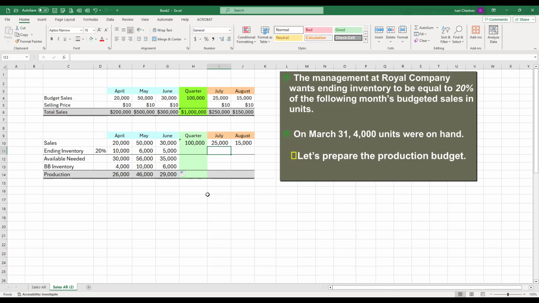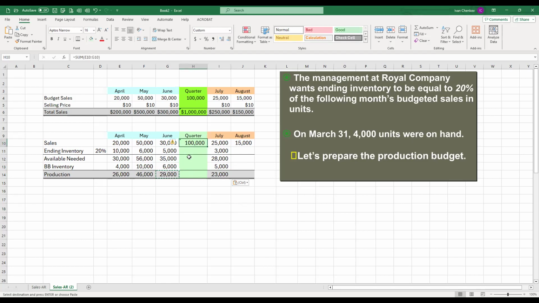How about in July? I need to sell 15,000, times 20%, which is 3,000, correct? Yeah, 3,000. So in total, I need 18,000. But I already have 5,000, correct? From June. So how many do I need to produce? 18,000 minus 5,000, and we get 13,000.